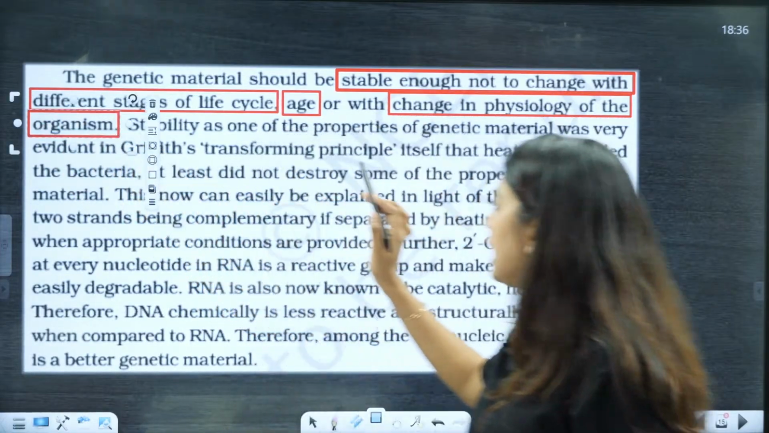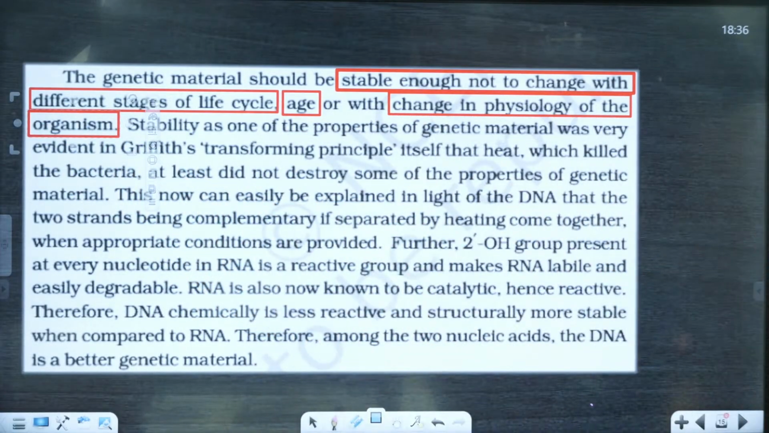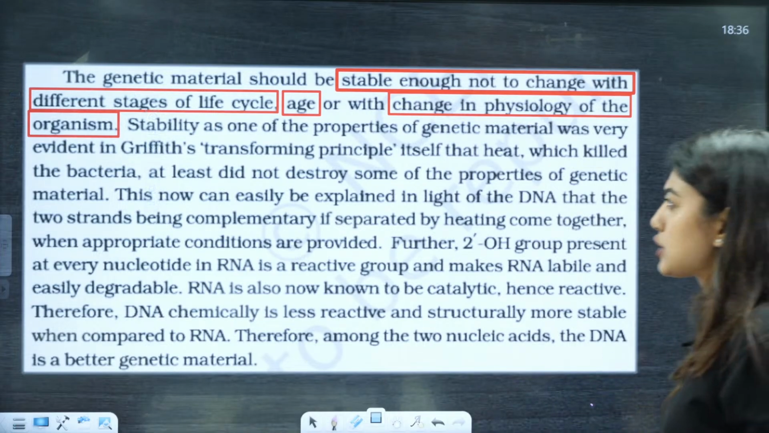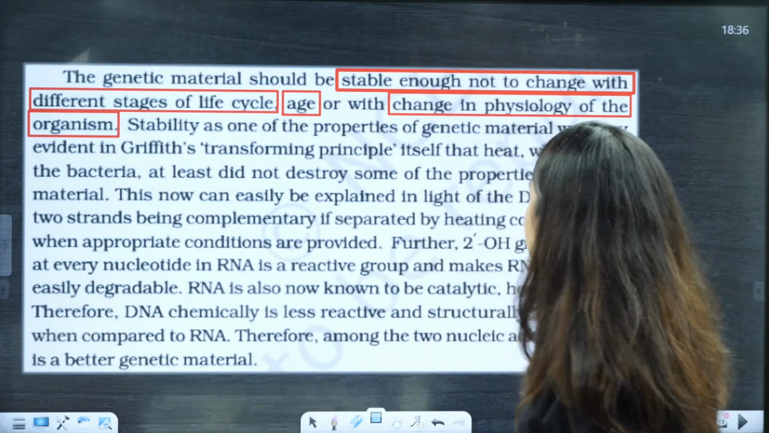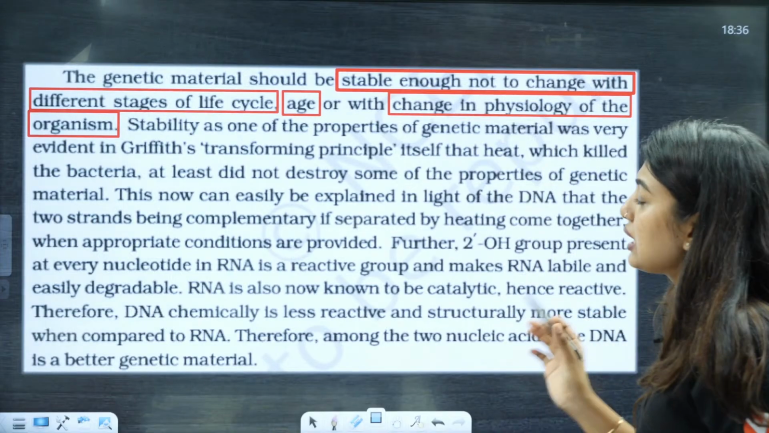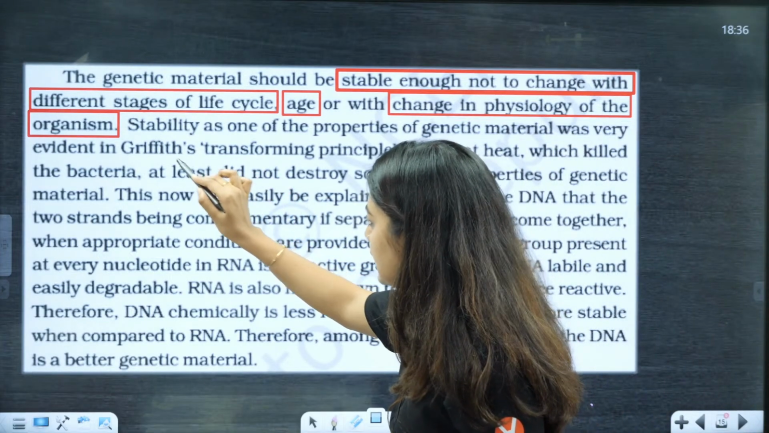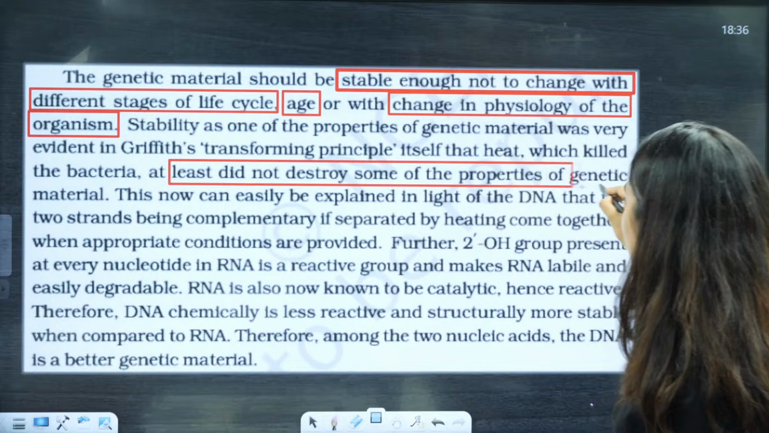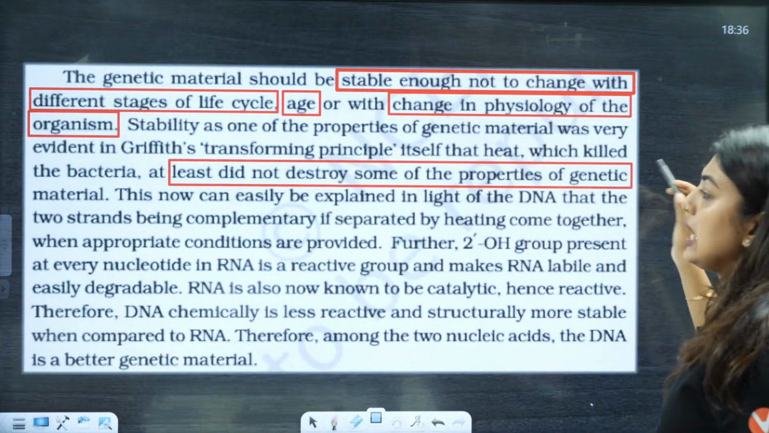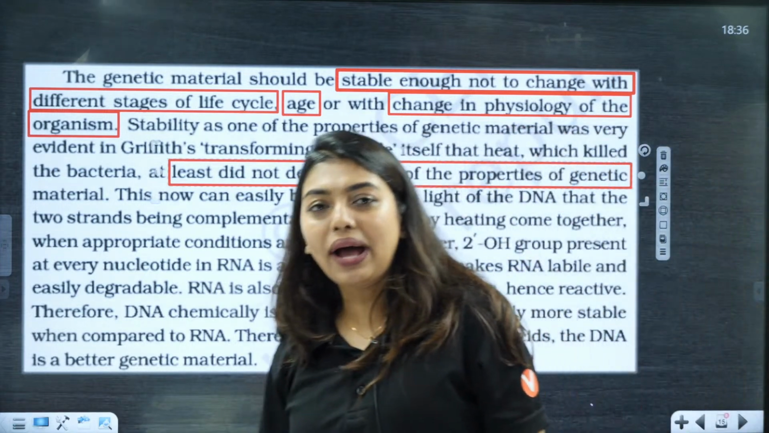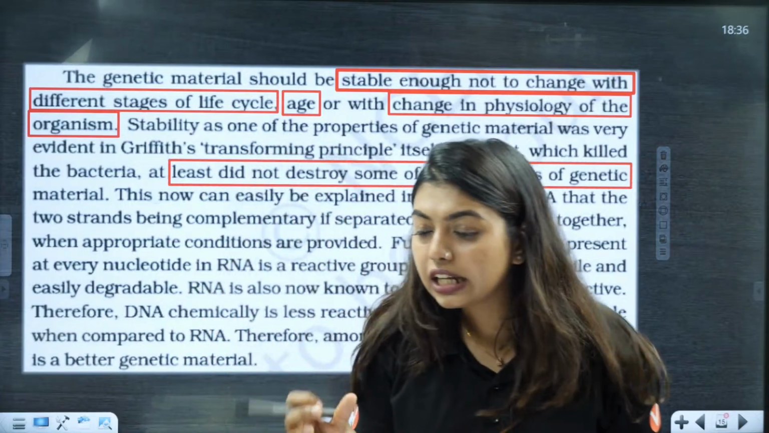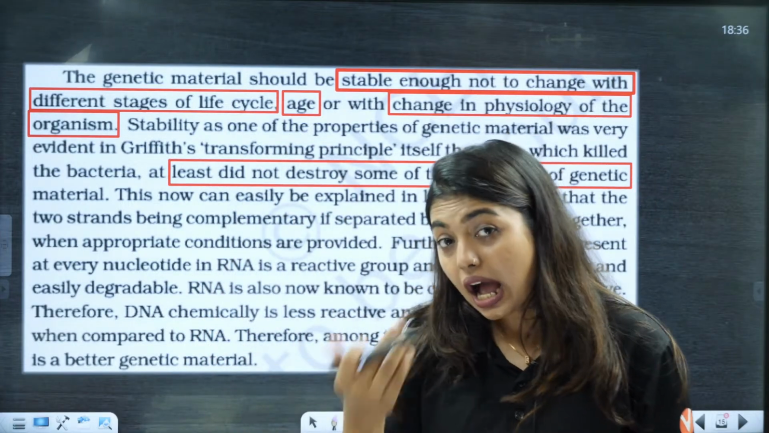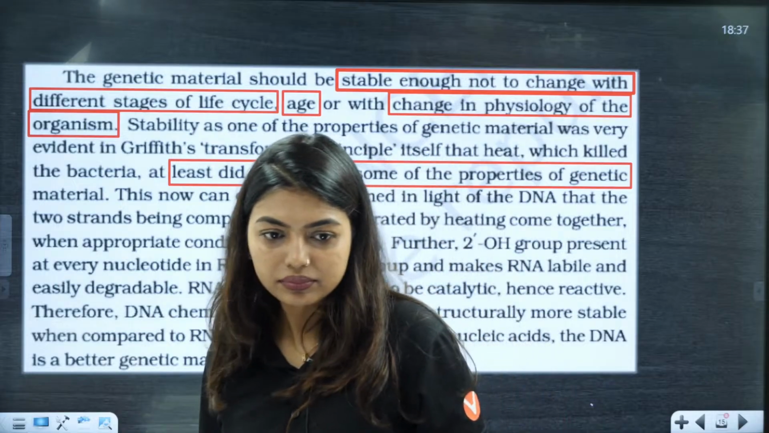Now, stability as one of the properties of genetic material was very evident in Griffith's transforming principle itself, that the heat which killed the bacteria at least did not destroy some properties of the genetic material, right? That is the main reason, students, why the naked DNA was picked up and our strain became virulent. Understood?